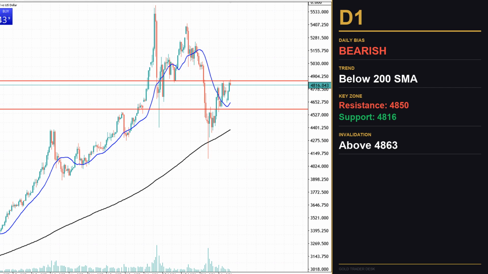A breakdown below this level would expose the 4780 and 4750 support zones, potentially accelerating bearish momentum. The overall daily bias remains bearish until price can reclaim and hold above the 4863 resistance level.